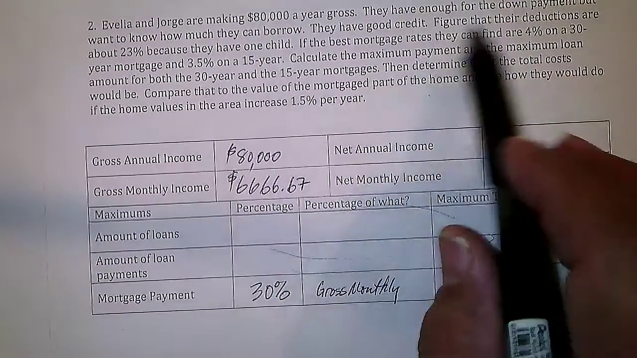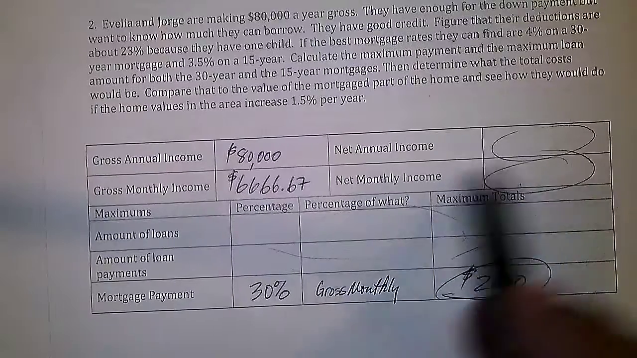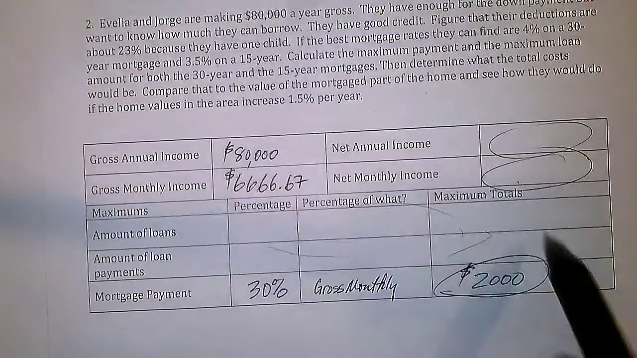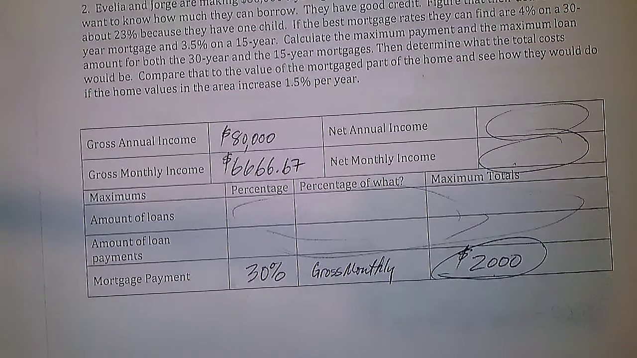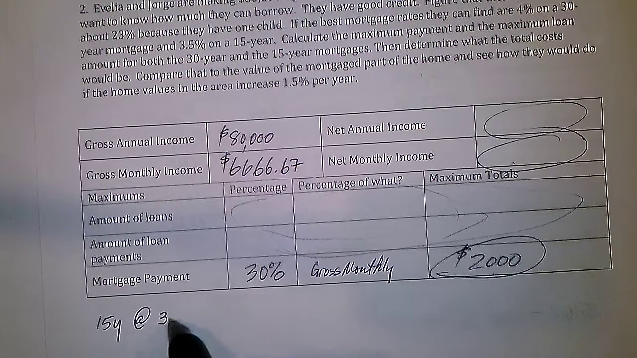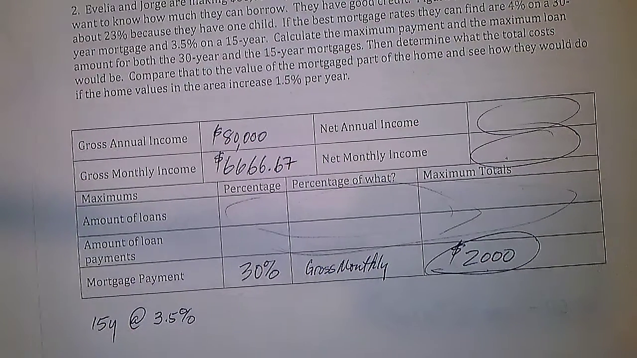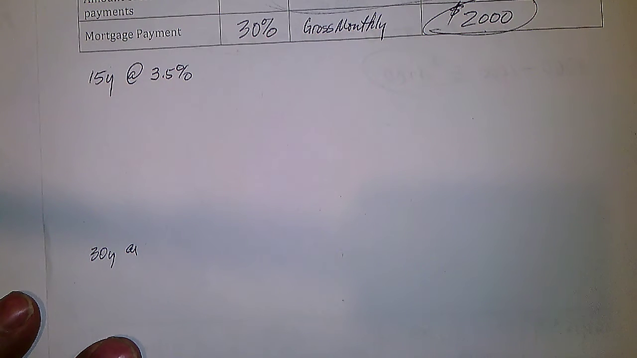So we don't need the deductions. We don't need the monthly income. We can figure out all this, but we don't need it for the mortgage. And then I did it on the last one, so I don't need to do that. Determine the total cost would be maximum payment for a 15-year at 3.5%, or a 30-year at 4%.